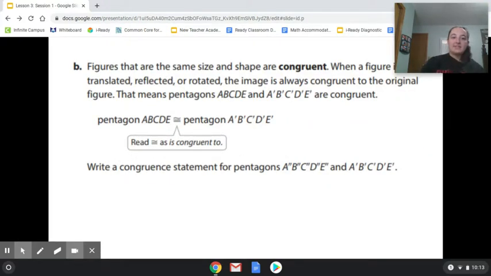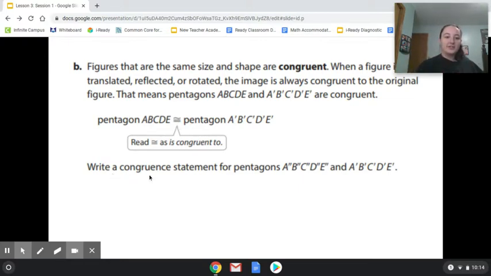Next we have B. So when they are the same size and shape, they are congruent, which means that they are equal to each other. And so when a figure is translated, reflected, or rotated, it is always congruent and is always equal because it's always the same size and the same shape as the original. So that means that ABCDE and A'B'C'D'E' are congruent, so they're equal to each other. And we would write it like so. So you put the equal sign normally and then the little squiggle over it.